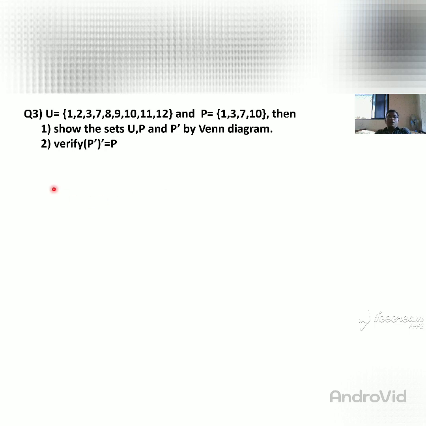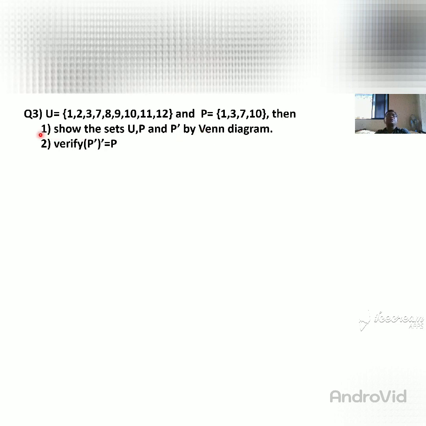Today we can start to learn question number 3. So what is question number 3? See, U is the universal set here: 1, 2, 3, 7, 8, 9, 10, 11, 12. And the P set has 1, 3, 7, 10. Then question number 1 is given here: show the universal set, P and P complementary by Venn diagram.